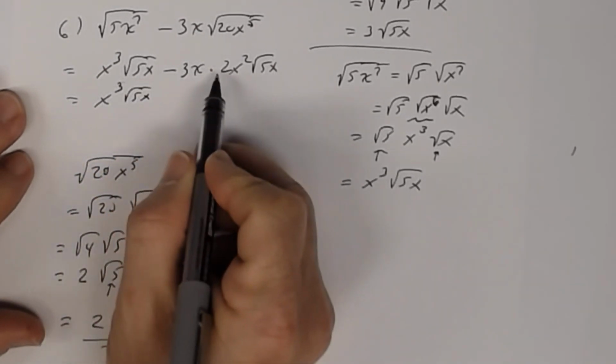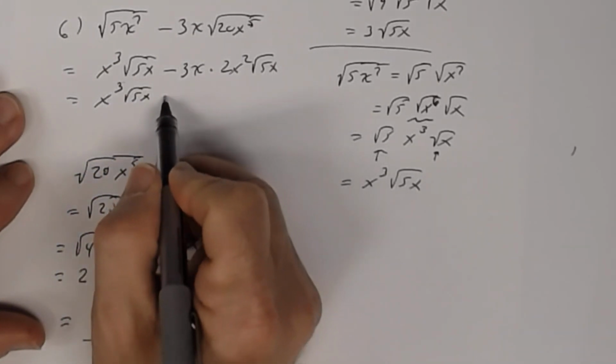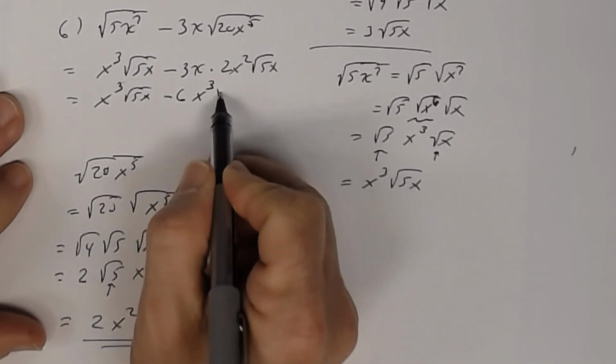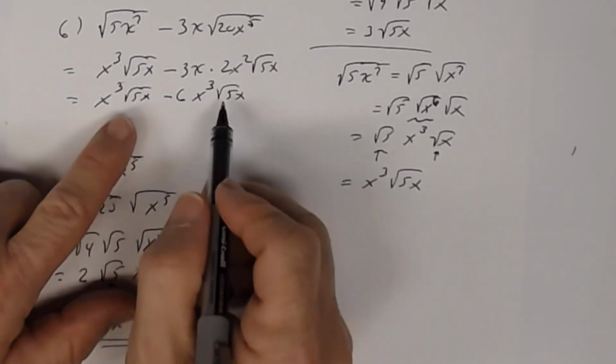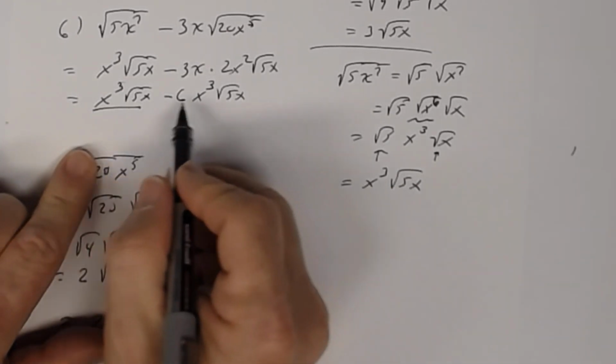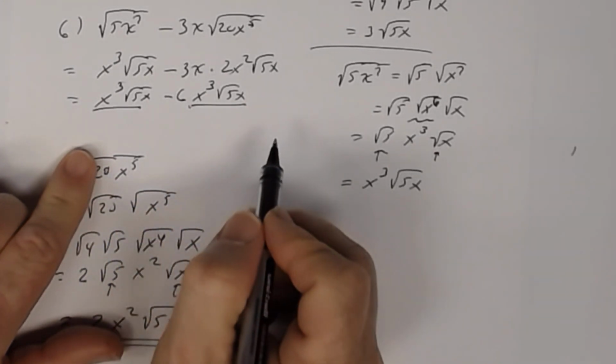But I can do something with this because we know that 3 times 2 is 6. And we know that x times x squared is x to the third times the square root of 5x. Now I want you to notice that those are like terms now. You have x cubed times the square root of 5x, x cubed square root of 5x.